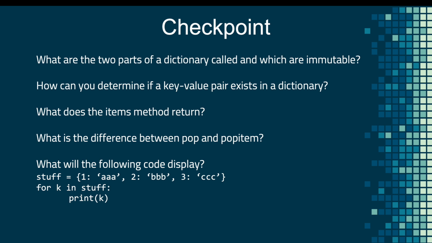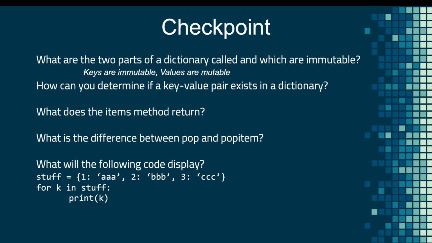So if I were to ask you, what are the 2 parts of a dictionary called and which are immutable? So what comprises a dictionary? If you look down the line, you can actually see there's a hint there. And the answer would be the keys and values. Remember that the keys are immutable. You cannot change a key, but you can change the values that are associated with such keys. The values are mutable, the keys are immutable.